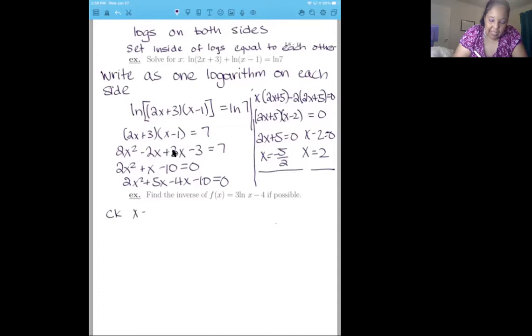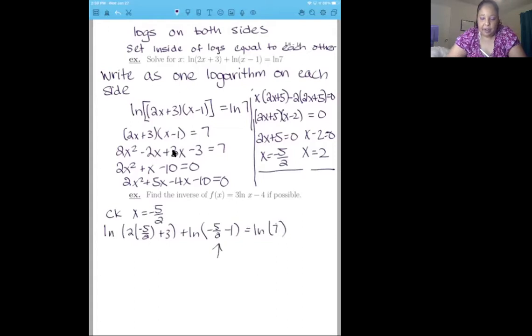So let's start with x equals -5/2. So I have natural log of 2x, 2 times -5/2 plus 3 plus natural log of -5/2 minus 1 equals natural log of 7. All right, I can see right here that I have a natural log of a negative number. I'm going to get a natural log of a negative number here as well. So -5/2 is not a solution.